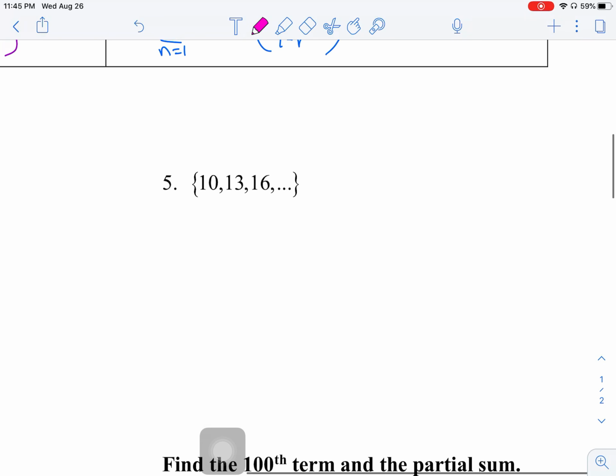All right. Problem number 5 doesn't look like it has any directions, but it has the same directions as number 4, which means I'm looking for the 7th partial sum. All right. The difference here, though, is that to get from 10 to 13 and then 13 to 16, I'm adding 3 each time. So if I'm adding, that means I'm looking at the arithmetic formula. So S sub 7 is equal to 7 over 2 times my first term plus my, I don't have a 7th term yet, do I?